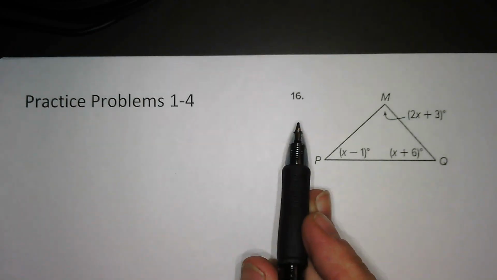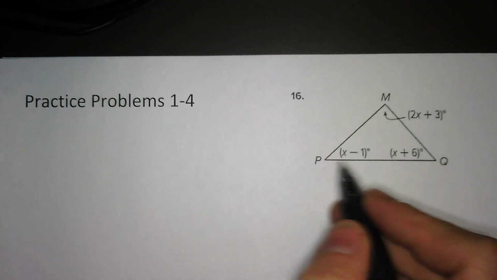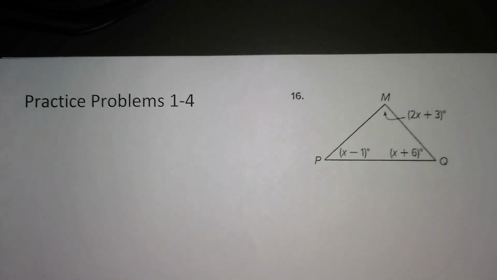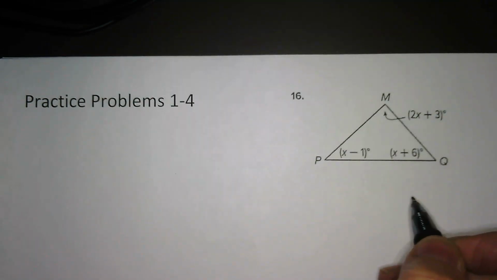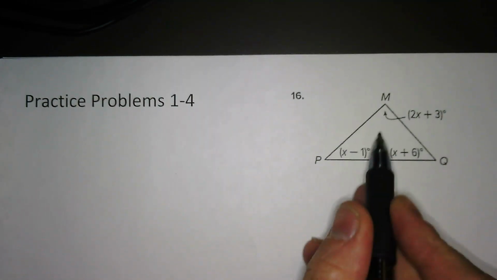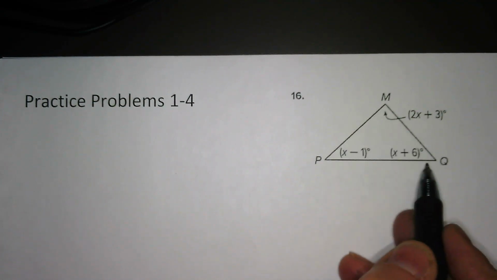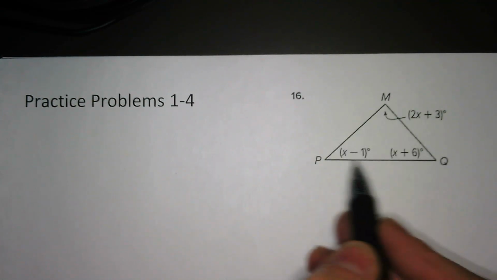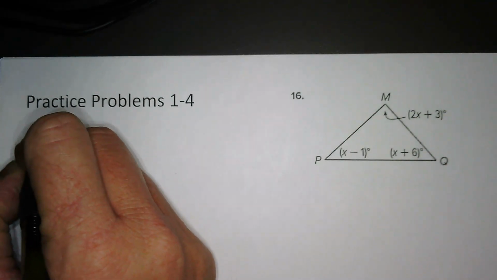Okay, we're looking at number 16 for the practice problems 1-4. You have to figure out the sides and the angles of the triangle in order from smallest to greatest based on the given information. So here we're first going to have to figure out what the angle measures are. There's no specific values given in here, but we have the complete triangle.